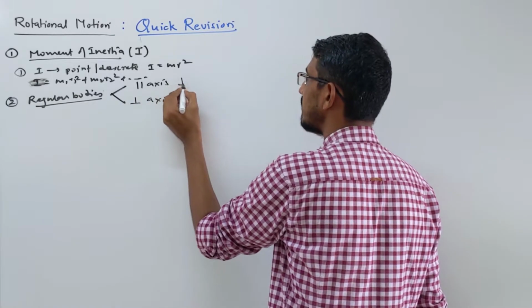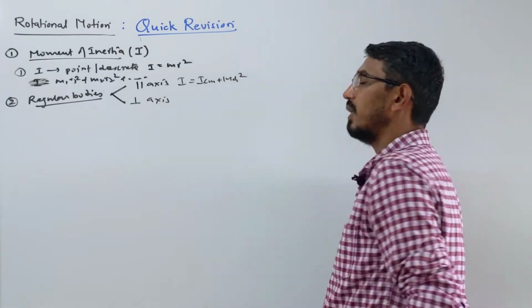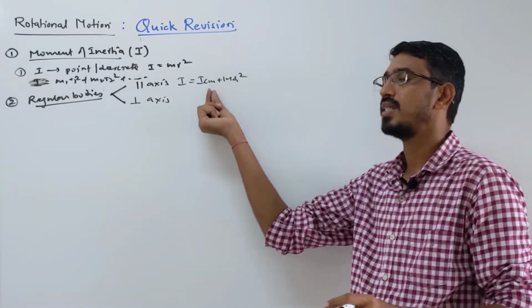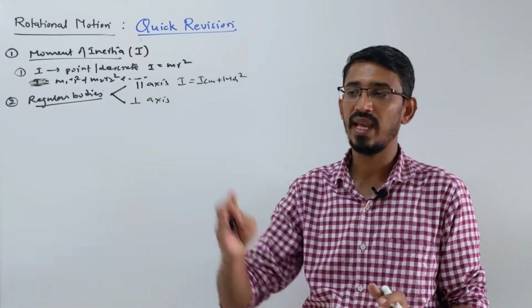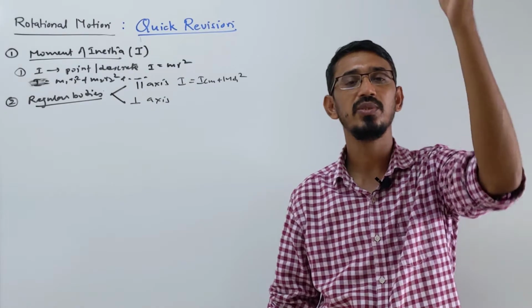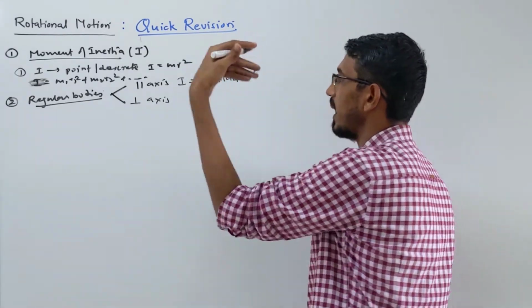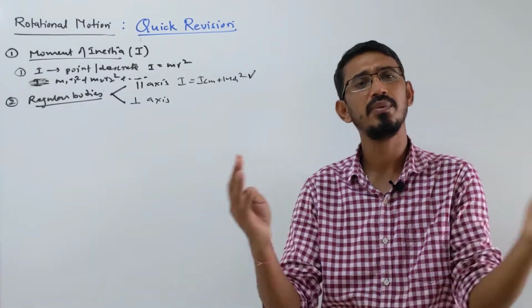The parallel axis theorem says that inertia about any axis is the inertia about the center of mass of that object plus m d square. D is the distance between the axis where you are rotating and the axis passing through the center of mass of that body. This theorem we can apply to all types of bodies: 2-dimensional, 3-dimensional, any type of body.